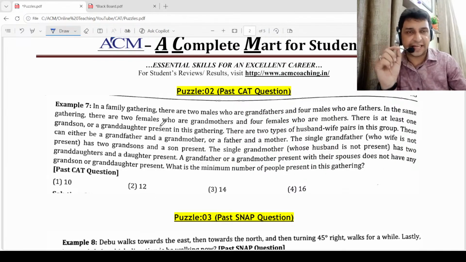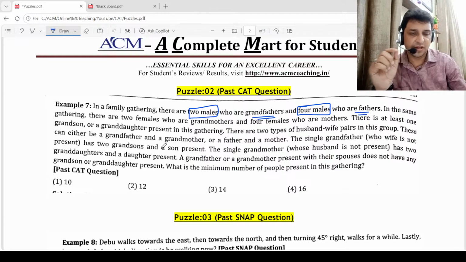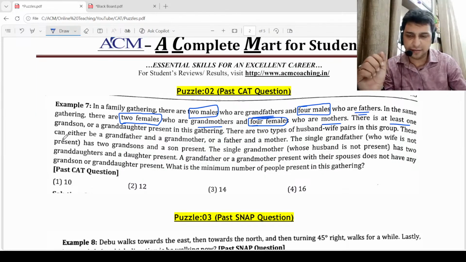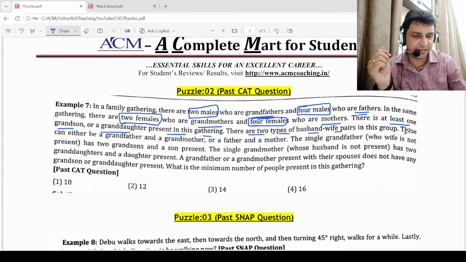It says in a family gathering, there are two males who are grandfathers and four males who are fathers. In the same gathering, there are two females who are grandmothers and four females who are mothers. There is at least one grandson or a granddaughter present in the gathering. Two types of husband wife pairs. This can be either a grandfather and grandmother or a father and mother.